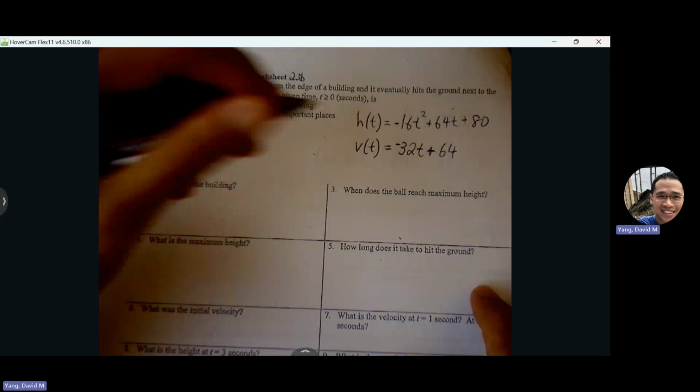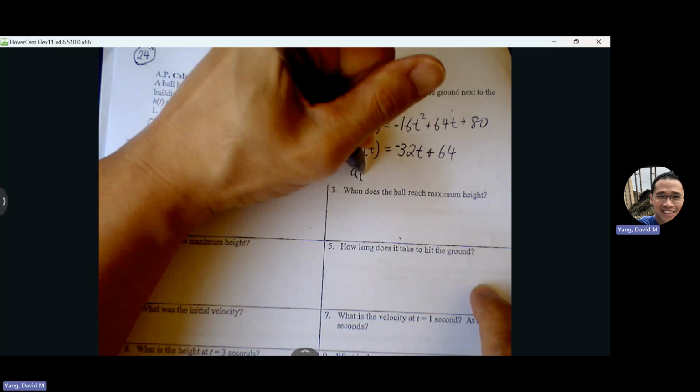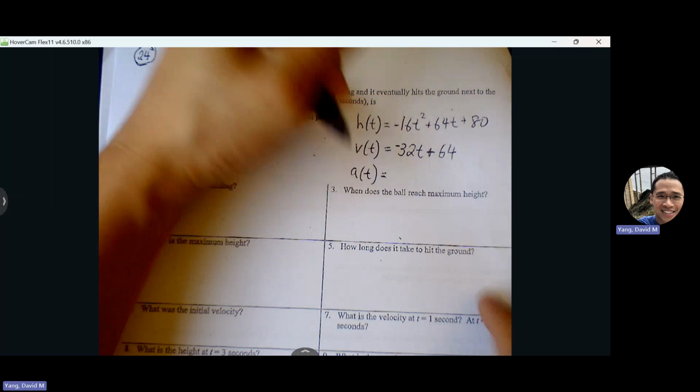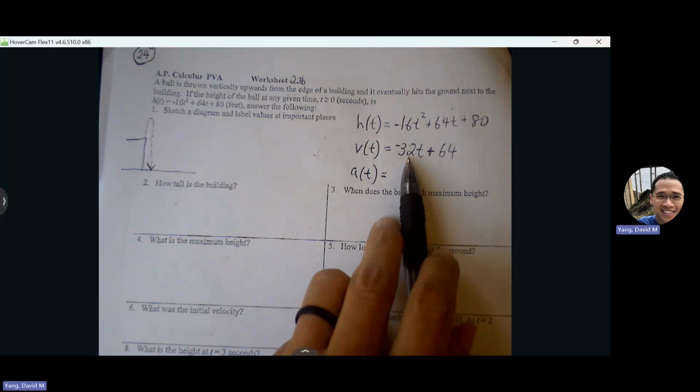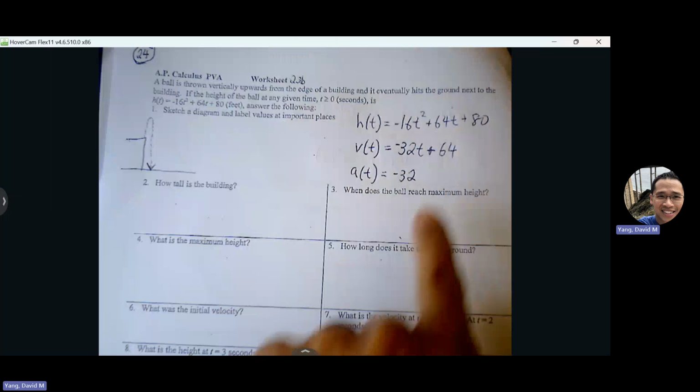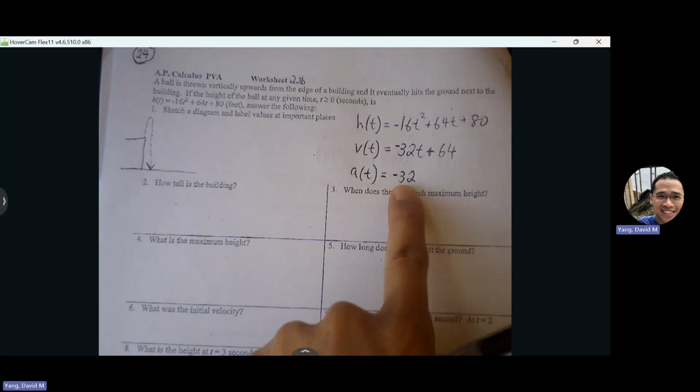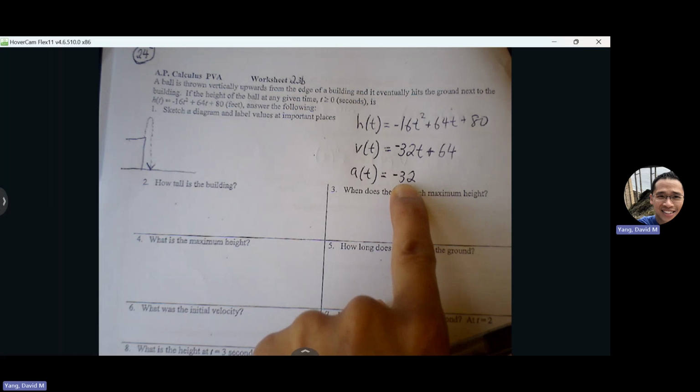Okay, next up, acceleration. Acceleration is the derivative of velocity, or in other words, the second derivative of position. And what's the derivative going to be if I do power rule again? Just negative 32. Yeah, and the 64 goes away. So this is acceleration due to gravity, negative 32 feet per second squared. So that's a constant value there.